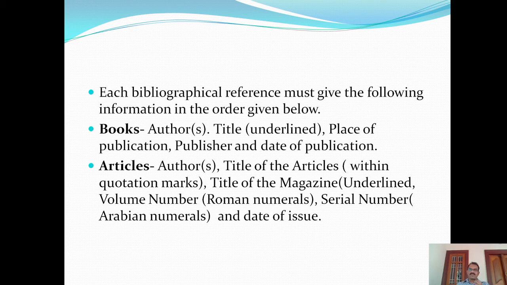Each bibliographical reference must give the following information in the order given below. Books. In the case of books, what items should be included in the bibliography? Author's name, title, place of publication, publisher, date of publication. In the case of articles, author's name, title of the article, title of the magazine, volume number, serial number of publication in Arabic numerals, and date of issue.